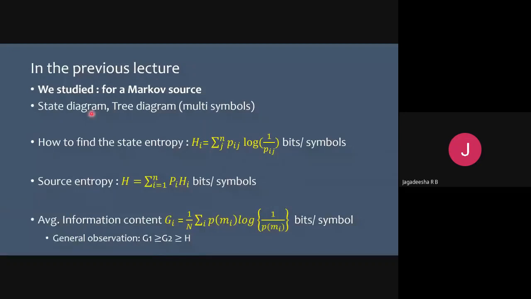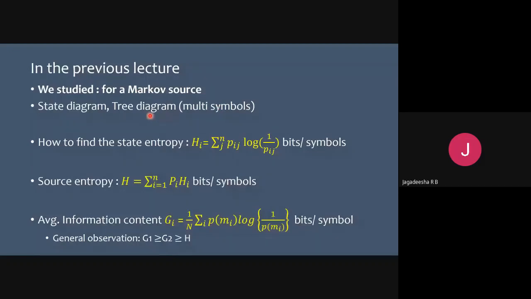And we also learned how to draw a tree diagram given the state diagram, right? The tree diagram will help us to determine the total probability or entropy when we have a large number of symbols generated by the Markov source. The tree diagram is much more helpful in determining the total probability of the symbols or that long message.